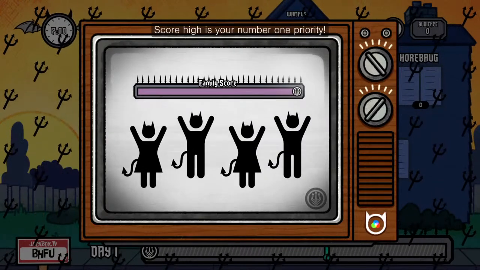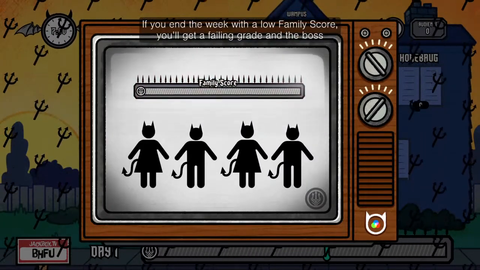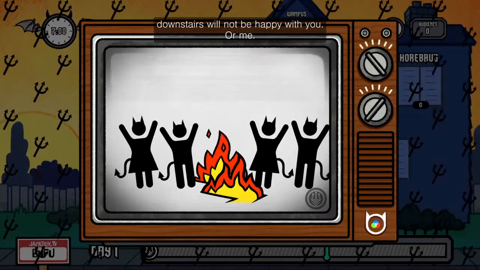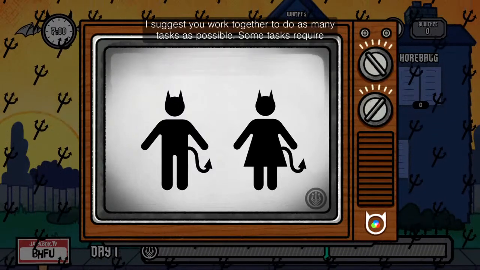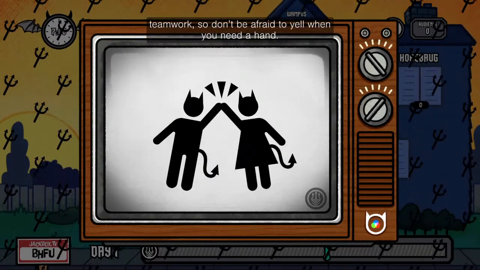Keeping the family score high is your number one priority. If you end the week with a low family score, you'll get a failing grade, and the boss downstairs will not be happy with you, or me. I suggest you work together to do as many tasks as possible. Some tasks require teamwork, so don't be afraid to yell when you need a hand.